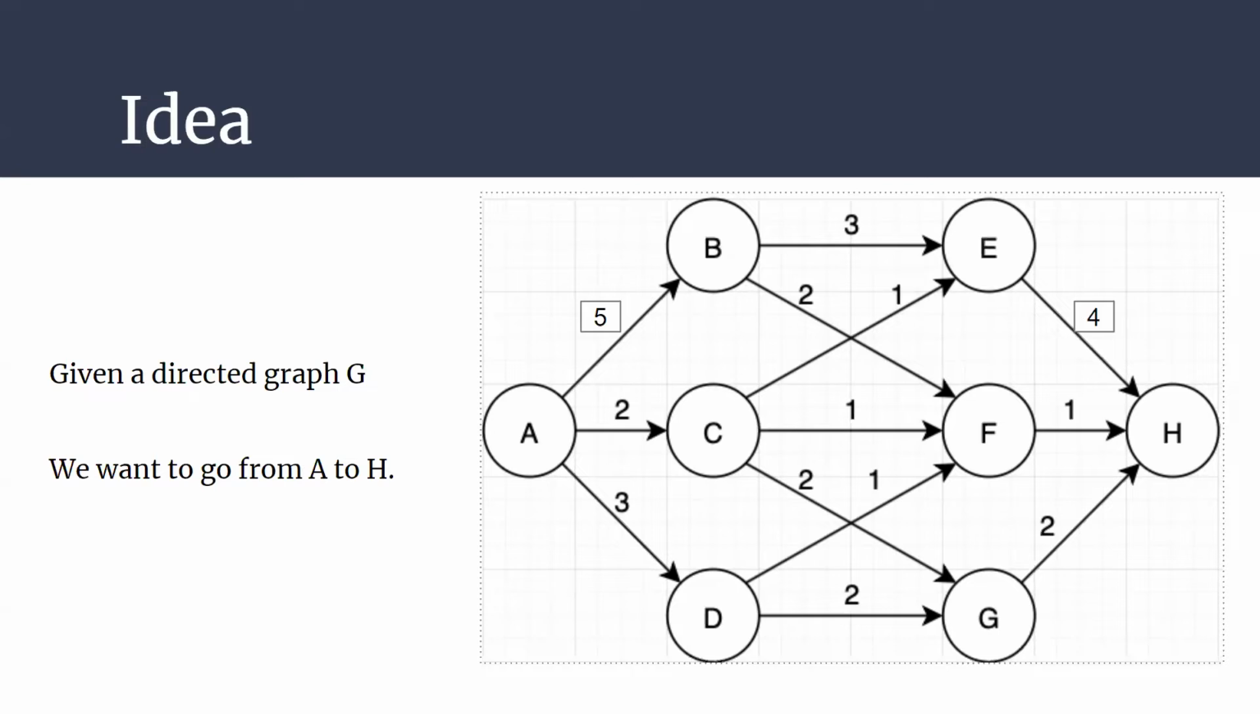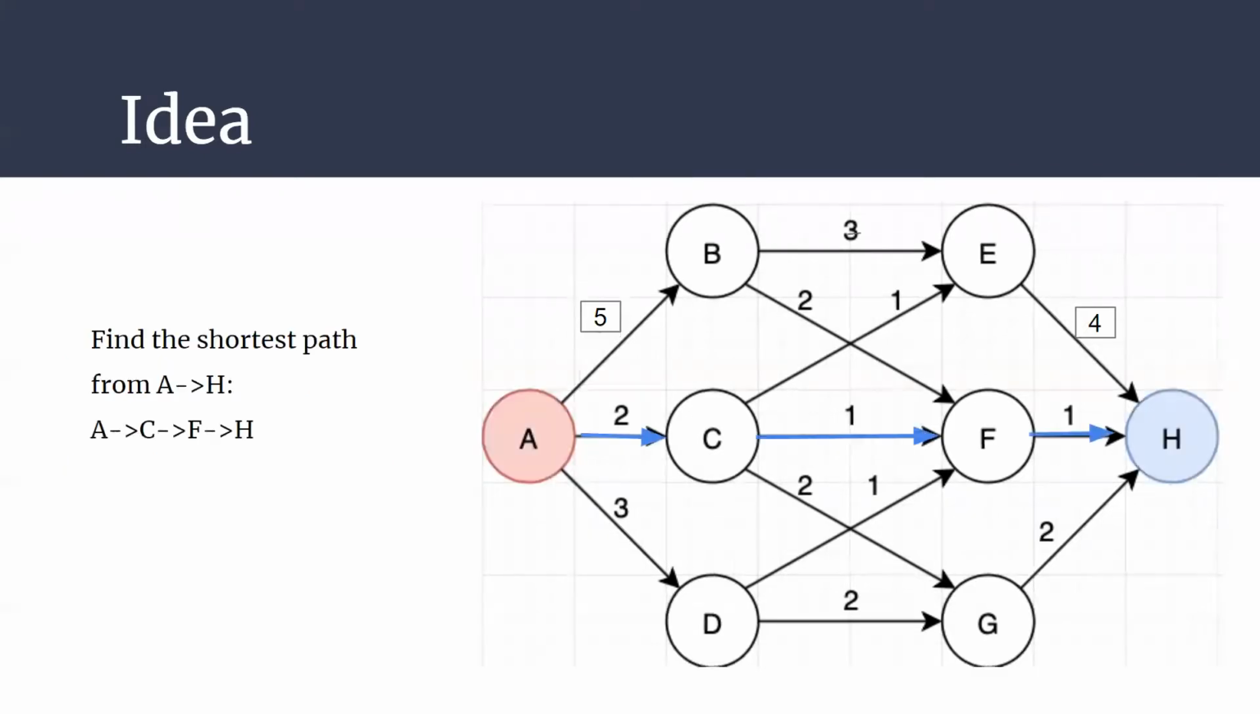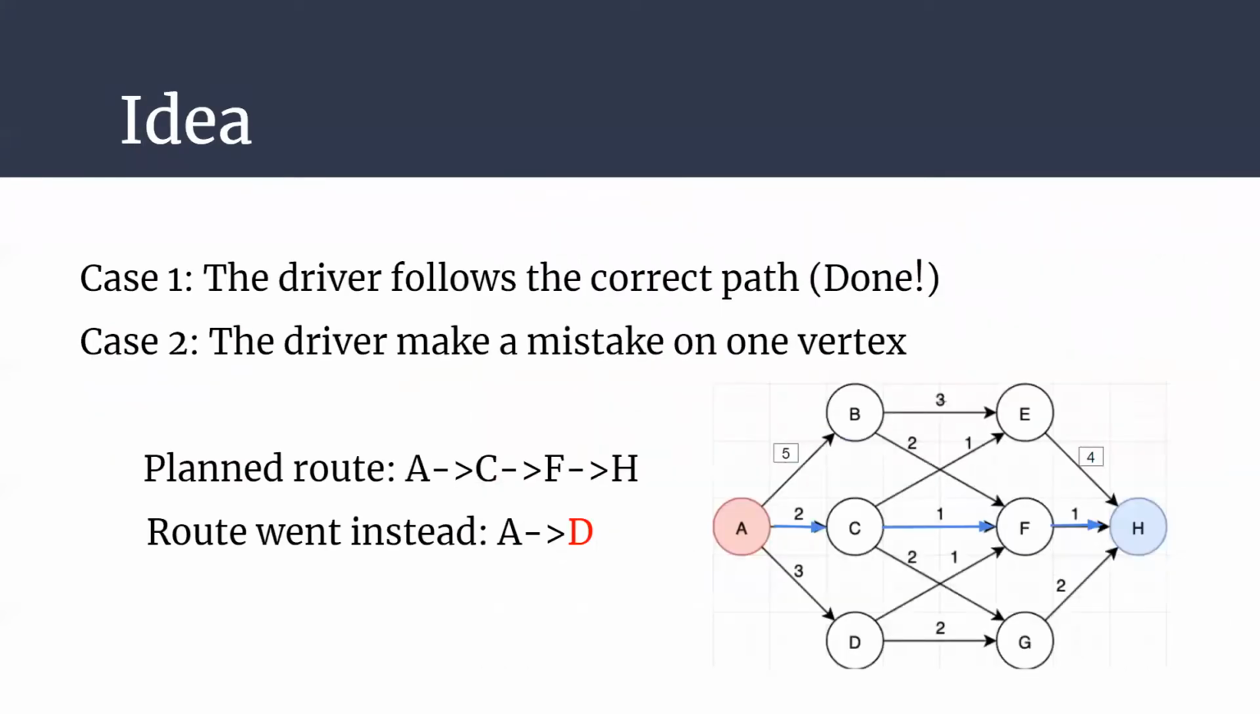example of this. We are given a directed graph G, and we want to go from A to H. On the next slide, you can see that the red vertex is A, our starting point, and the vertex in blue is our ending point. We want to find the shortest path from A to H by using Dijkstra, and it comes out to be A to C to F to H. On the next slide, please.